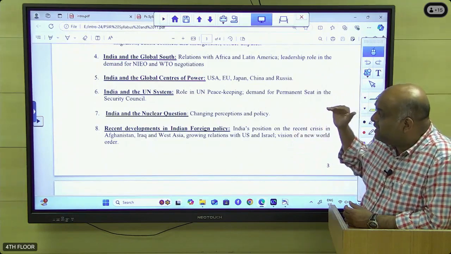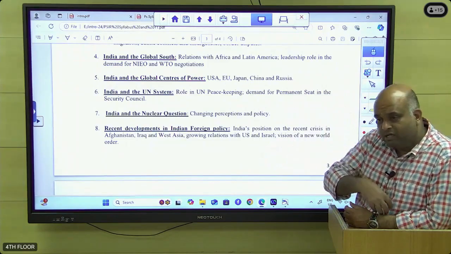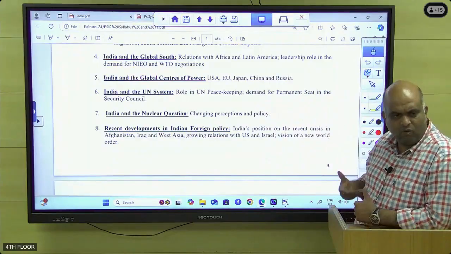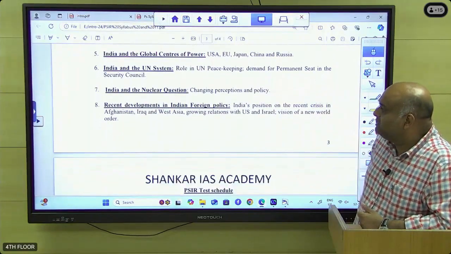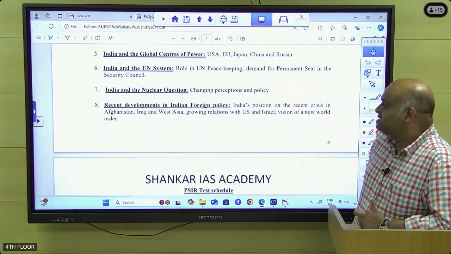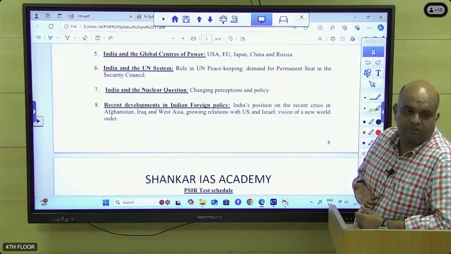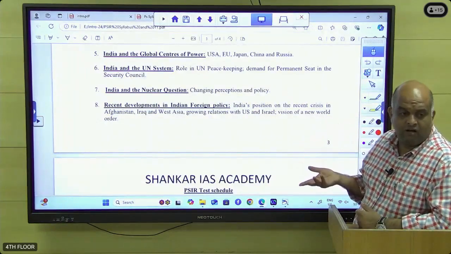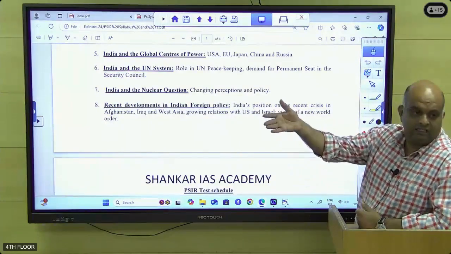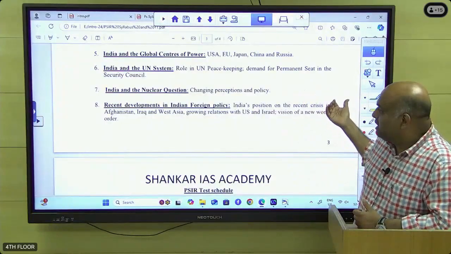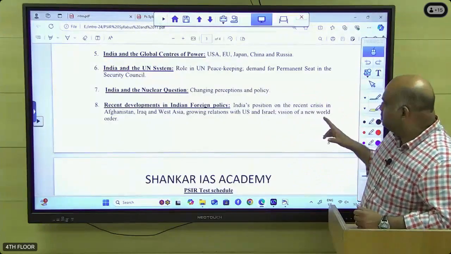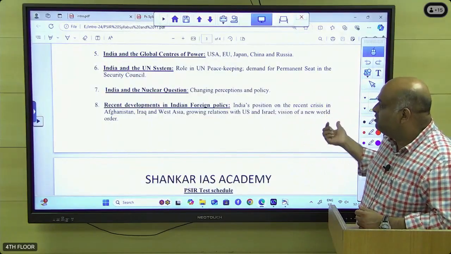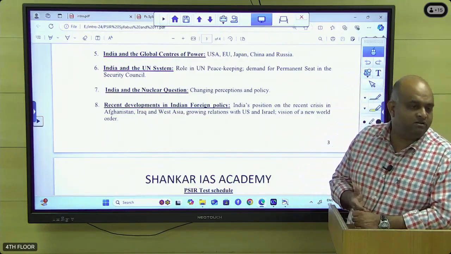And then India and United Nations. So in paper 2 section A, we discussed about United Nations and its agencies. What is India's contribution? And then the UN peacekeeping, the demand for permanent security council seat. This is all open-ended topic. Easily we can handle. And seventh one is India and the nuclear questions. Changing perceptions and policies. Okay. So what is India's position regarding nuclear weapons? Whether India will sign NPT, CTBT? Whether there is a nuclear threat today? Third world war will be a nuclear war? Whether third world war will come? Iran, Israel. So all these things will come under here. What is India's position like? And finally, the recent developments in Indian foreign policy. That is India's position on recent crisis in Afghanistan, Iraq, West Asia, growing relation with US and Israel, vision of a new world order. So these are all the 8 chapters we have in paper 2, section B.